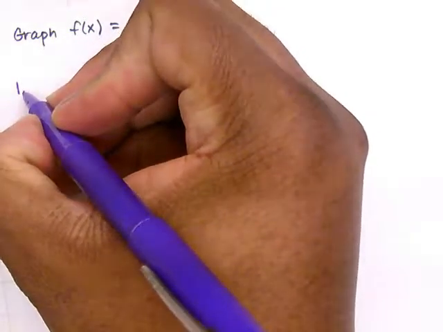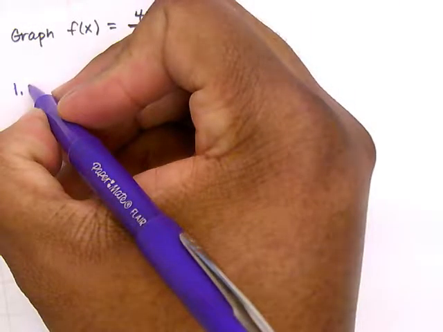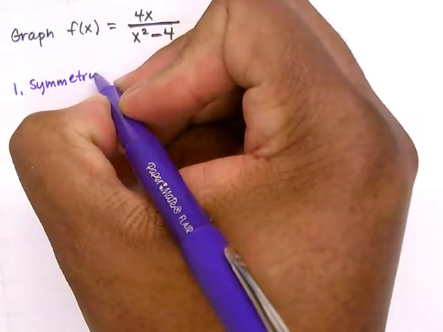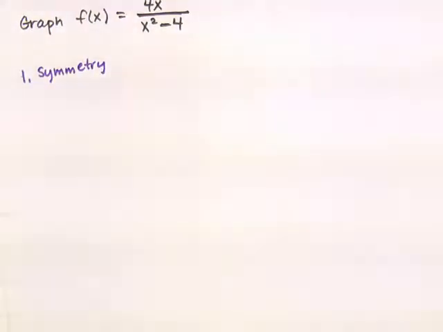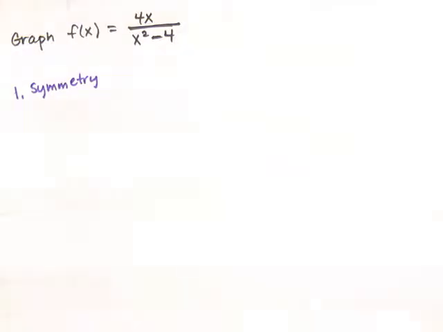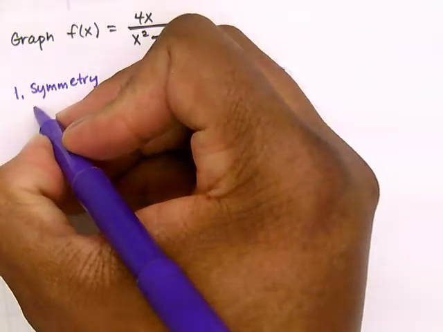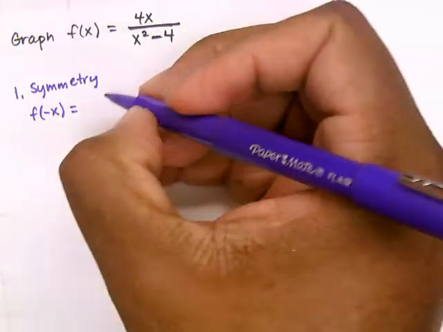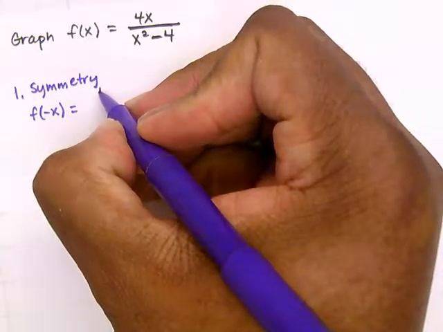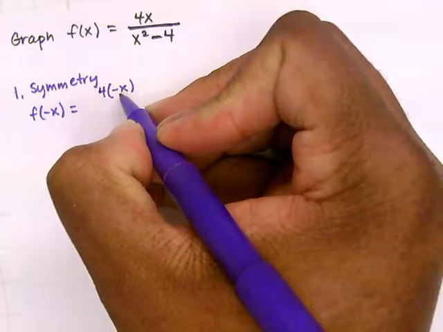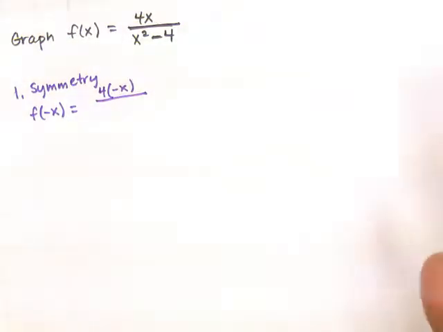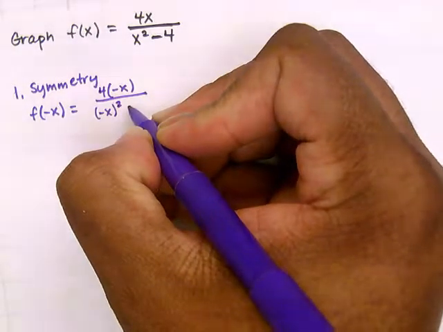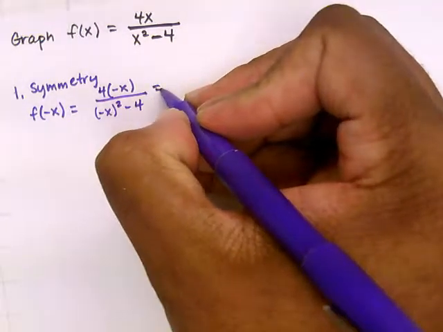All right, step number 1 is determine whether or not we have symmetry. It could be y-axis symmetry or origin symmetry or no symmetry at all. And in this case, we just have to replace the x with negative x in that original function to see what type of symmetry we're going to have. So we got 4 times negative x, I'm replacing the x with negative x, over x squared, where x is replaced with negative x, and that's going to be squared, minus 4.